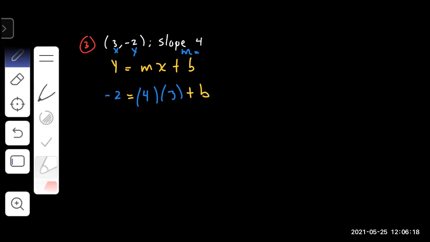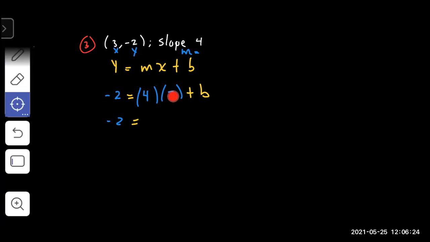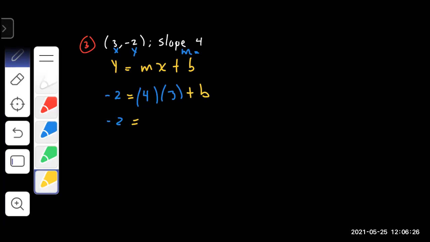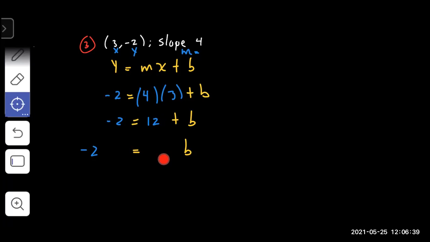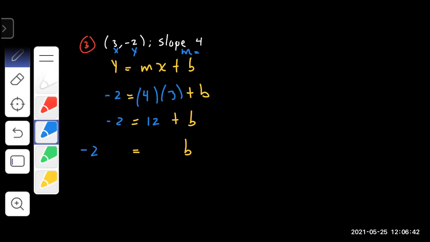Now let's simplify those parentheses. We get -2 = 4 times 3, which is 12, plus b. Again, your goal is to leave b alone. Take a look, you've got a 12 in the way. If we subtract 12 from either side, this is what we get. What does b equal? Negative 12 and negative 2 is negative 14. So b is -14.